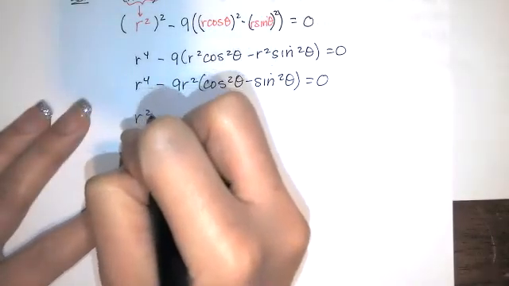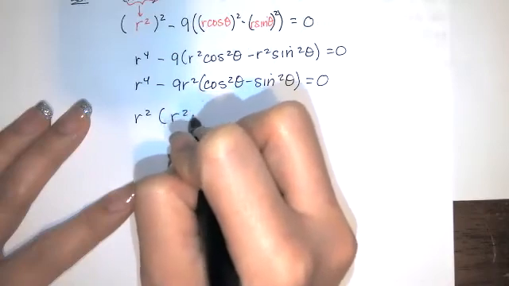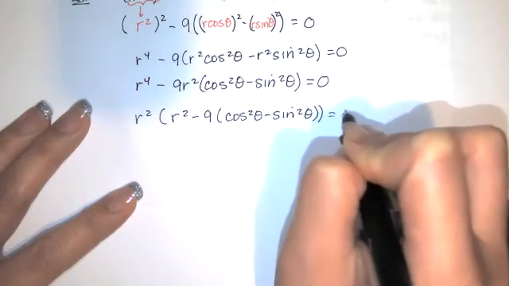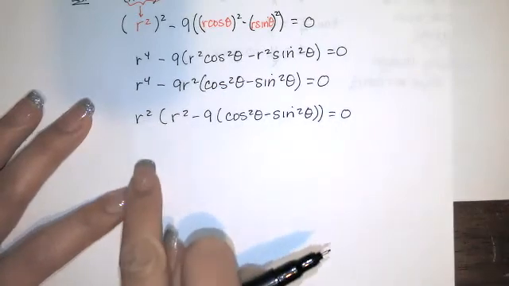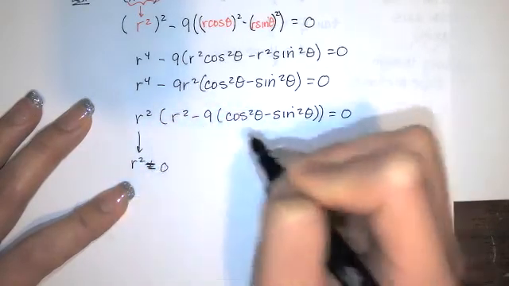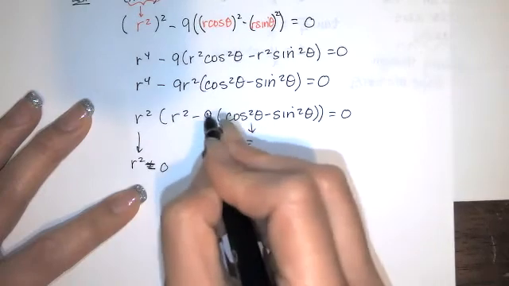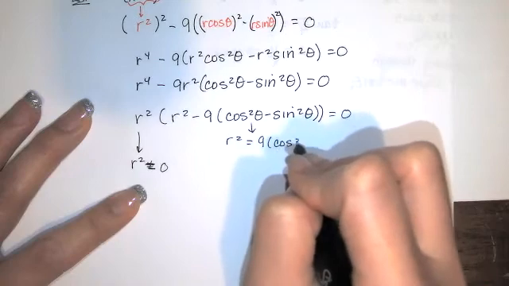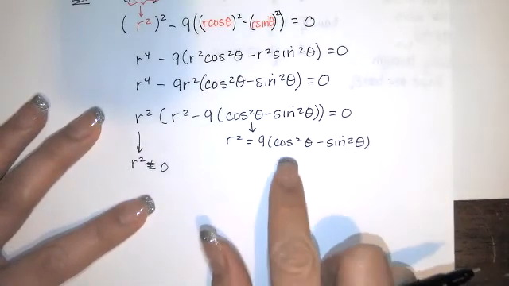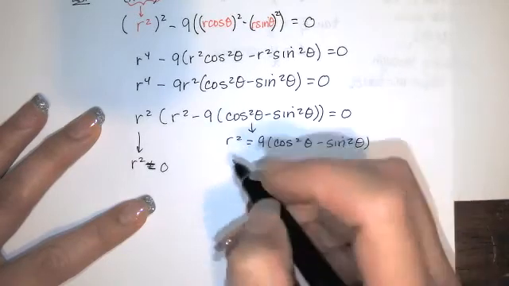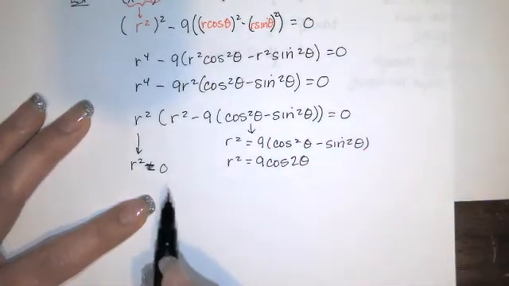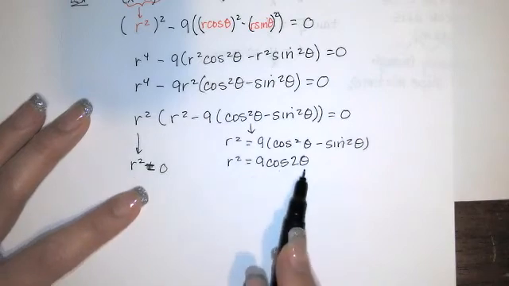I can factor out r squared again. And this times this equals 0 if this equals 0 or this equals 0. So either r squared equals 0, or r squared equals, if I add this to the other side, 9 times cosine squared minus sine squared of theta. Those are both functions of theta. You probably don't remember this trig identity, but cosine squared minus sine squared turns out to be cosine of 2 theta. So r squared could equal 0, or r squared could equal 9 cosine of 2 theta.